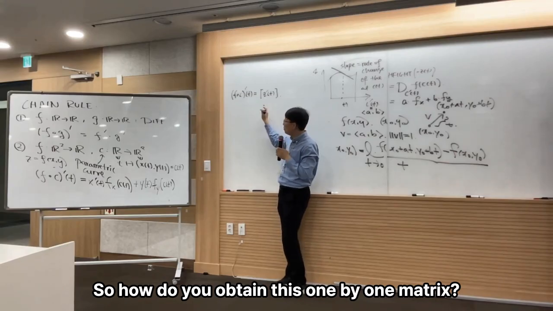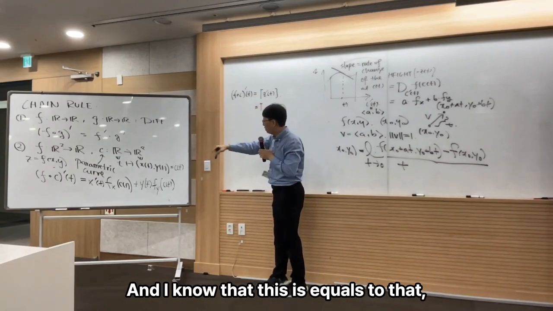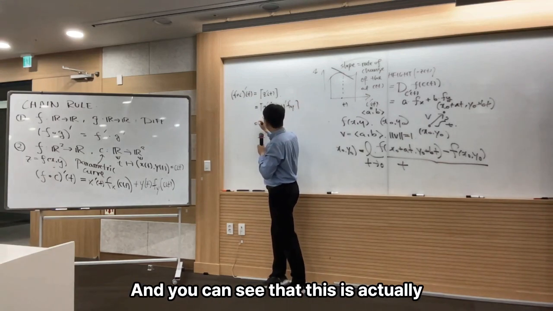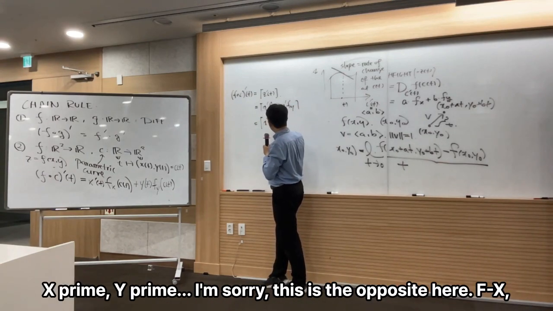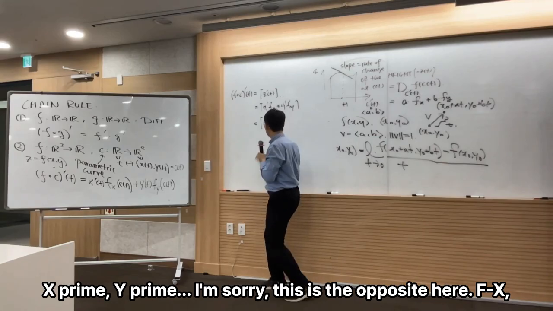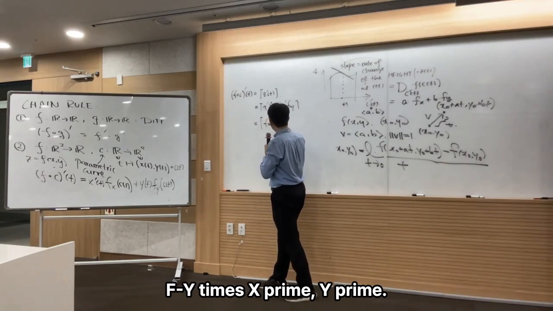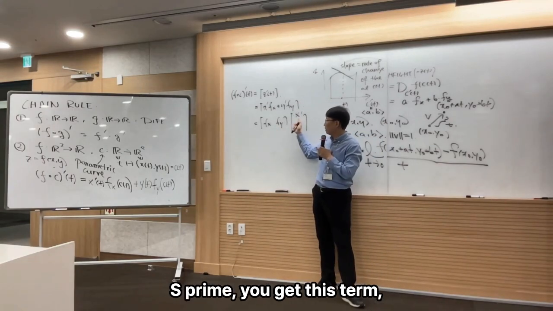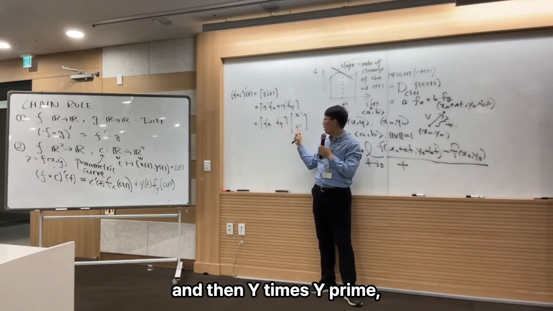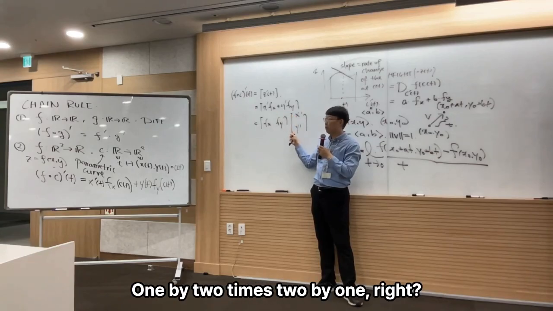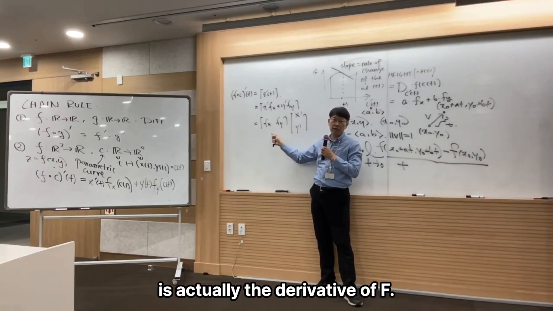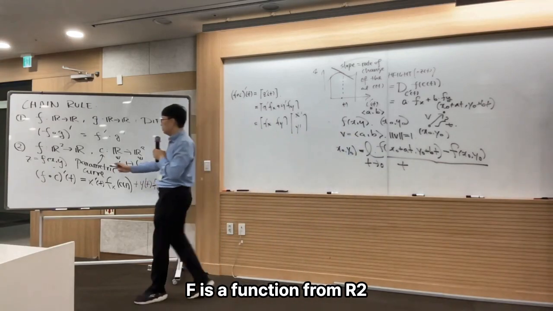So how do you obtain this 1-by-1 matrix? And I know that this is equal to fx times x prime plus fy times y prime. And you can see that this is actually the product of (fx, fy) and (x prime, y prime). So if you multiply fx times x prime, you get this term, and fy times y prime, you get this term. A 1-by-2 matrix times a 2-by-1 matrix, right? What is this 1-by-2 matrix? This 1-by-2 matrix is actually the derivative of f.